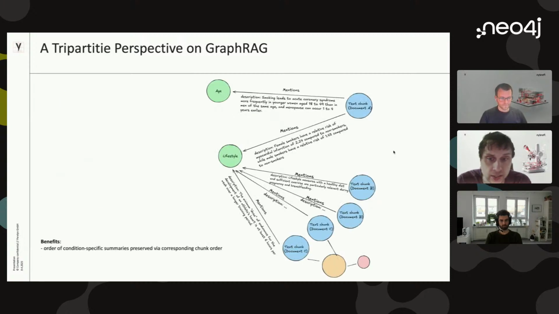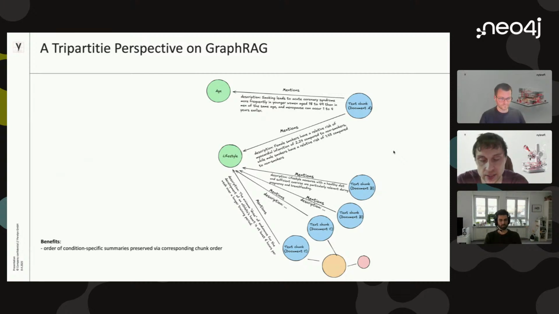Here's just another overview, as a reminder, of the interesting document structure. As we scale it up, this is an illustration of adding more text chunks, in this case towards the lifestyle condition. We're adding more of those condition-specific summaries, but we also have a graphical representation that both of those text chunks at the bottom, belonging to document C, are potentially in subsequent order, so they're in the same section.